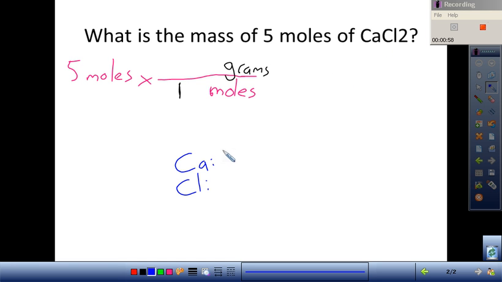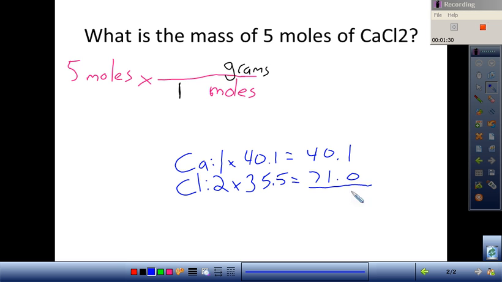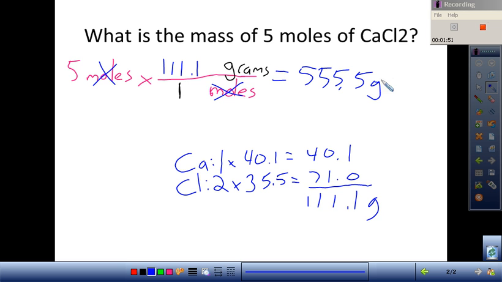So I have calcium. I have 1 calcium. And I have 2 chlorines. I'm going to go to my periodic table. I'm going to look up calcium. It's in grams. I'm going to round it to tenths. Now chlorine, I'm going to look up chlorine. And then I'm going to sum up these guys. So 111.1 grams. That's my molar mass. Okay, I'm going to cross off the moles. And, oh, I can do that one in my head. That's my answer.